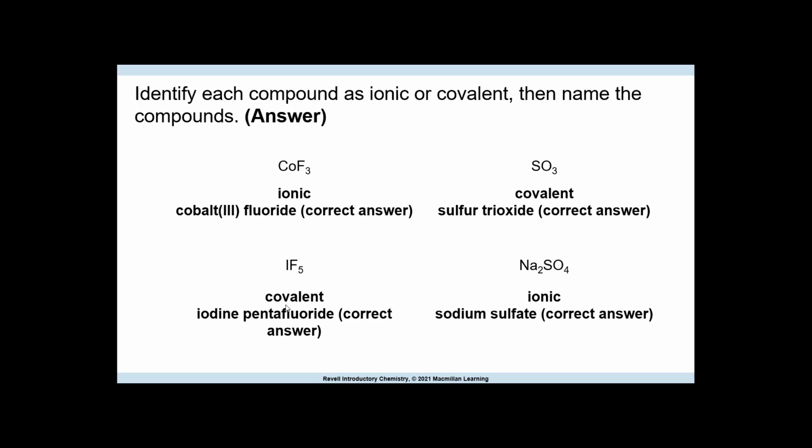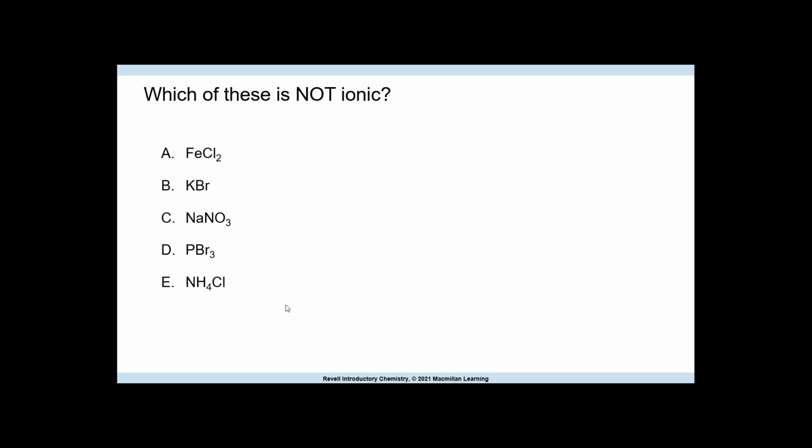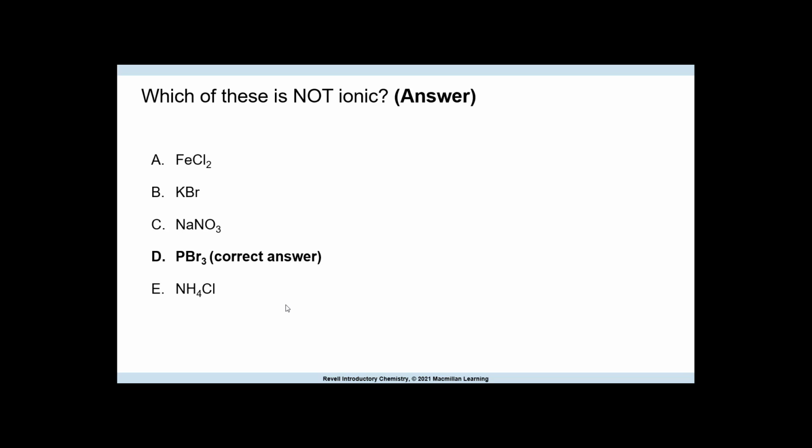Sodium sulfate, ionic because we're dealing with the polyatomic ion there. Which of these is not ionic? PBr3, phosphorus tribromide. That is 2 nonmetals.